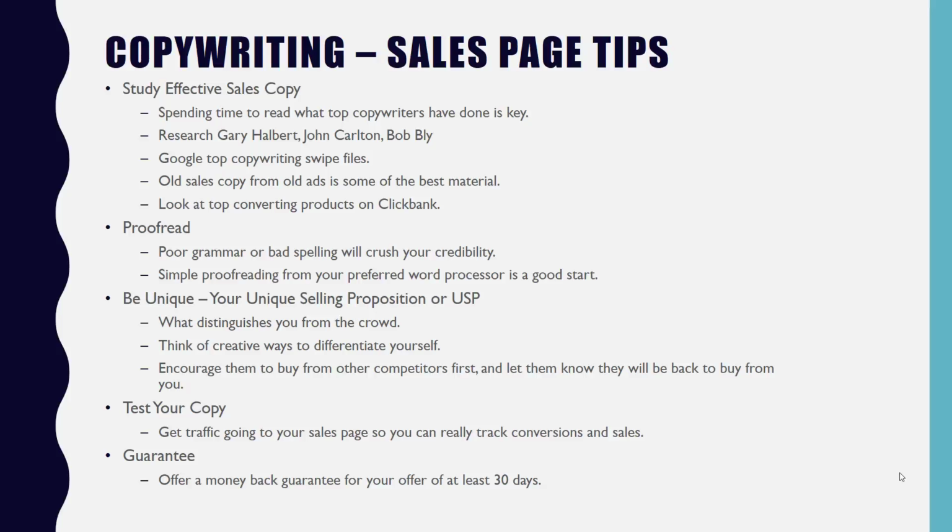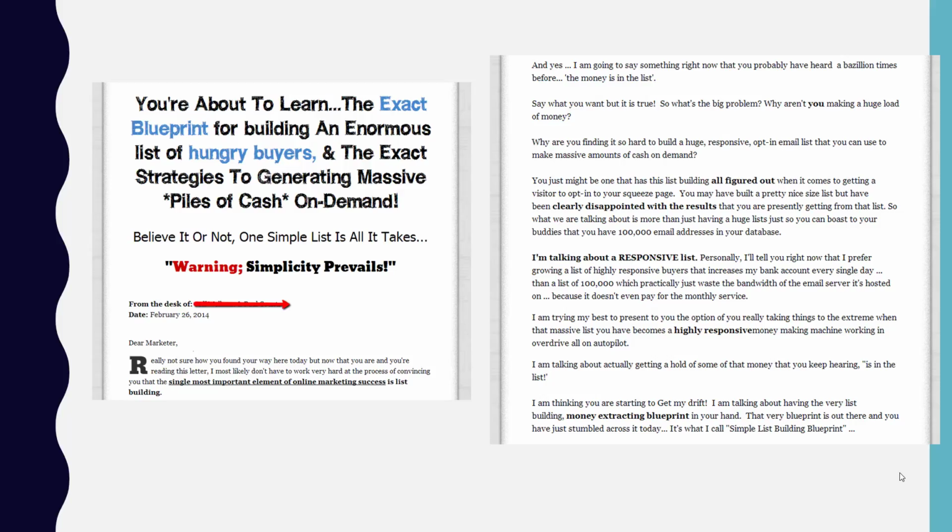So the guarantee is, offer a money back guarantee for your offer of at least 30 days. That's really important. ClickBank requires at least a 30-day guarantee, sometimes 60 days, and so you may as well include it. The big platforms like JVZoo and ClickBank highly suggest it. ClickBank, it's a must that you have a guarantee. And so you may as well use it in your sales copy. It takes away the doubt in the reader's mind. So make sure you do that.